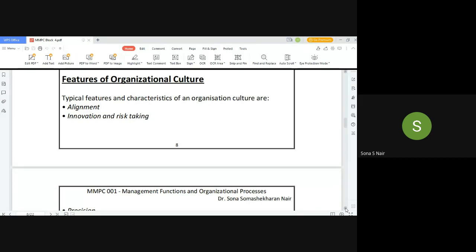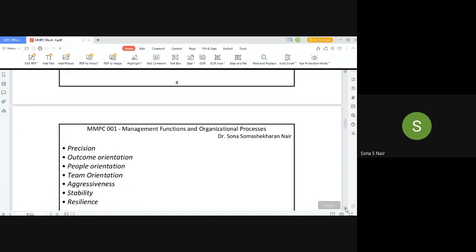Innovation and risk taking. How creative are people in the organization? How risk-taking are people? In certain areas, risk-taking might be an important virtue in the organization, and in certain areas, it might not be. Precision. Are exact results encouraged in the organization, or is precision not that valued? People might be outcome-oriented, people-oriented, team-oriented.